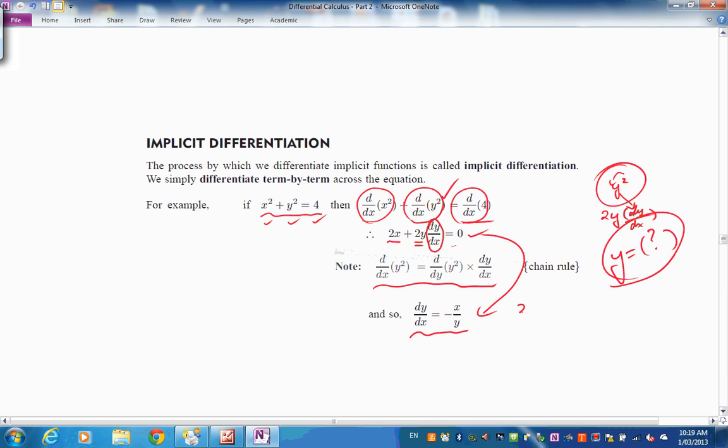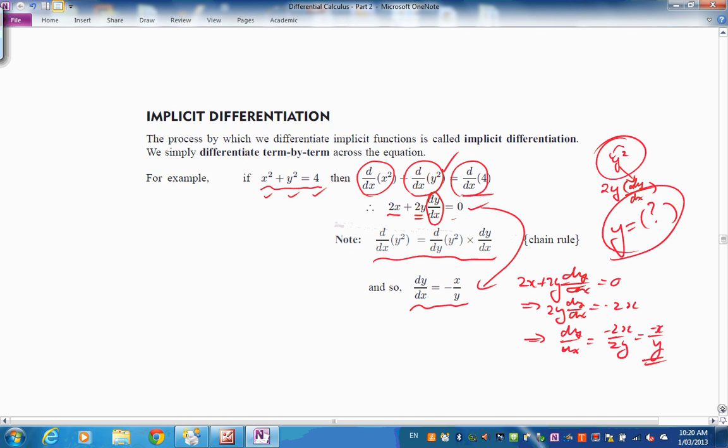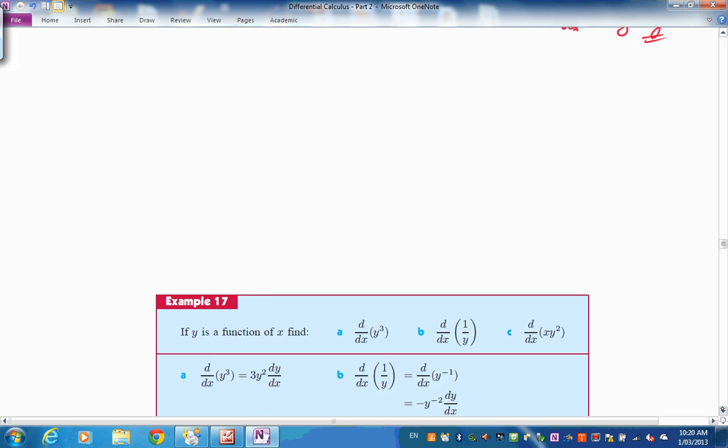Do you want to check that? 2x plus 2y dy by dx equals 0 implies 2y dy by dx equals neg 2x, which implies that dy by dx is neg 2x over 2y, or neg x over y. Okay, so you're going to have y's involved because we didn't ever have y as an explicit function in x. Let's have a look at what we can do with that type of situation.